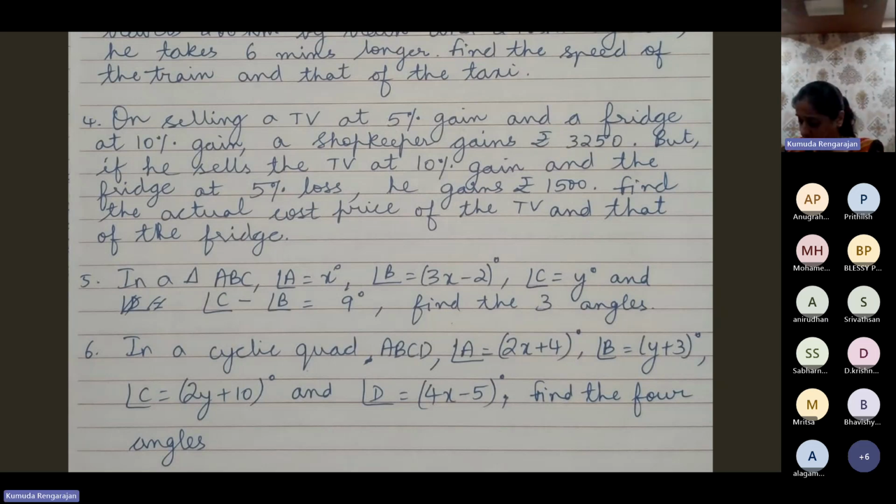Do this one. Property: in a cyclic quadrilateral, opposite angles are supplementary. That means angle A plus angle C is equal to 180. 2x plus 4 plus 2y plus 10 is equal to 180. B plus D is 180. y plus 3 plus 4x minus 5 is equal to 180. Find the angles.